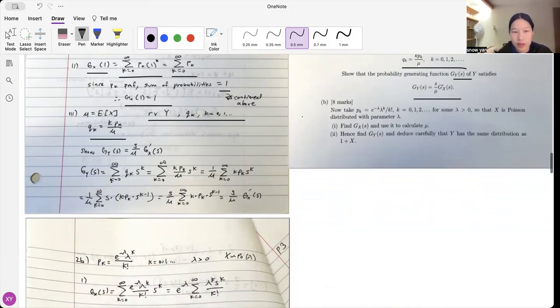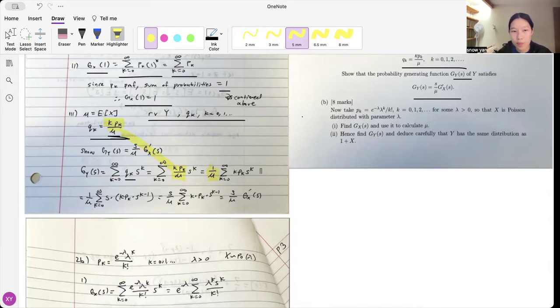Okay, show this. We know that the generating function for Y is equal to the sum from k equals 0 to infinity of q_k s to the k. That's just the definition of any probability generating function. Then we can substitute the definition of q_k directly inside here so that it matches accordingly. Next, we extract out the coefficient 1 over mu in front because it doesn't matter to the sum, and we are left with this expression.